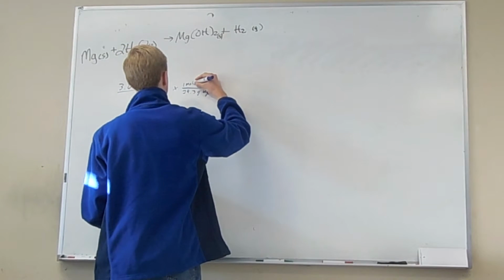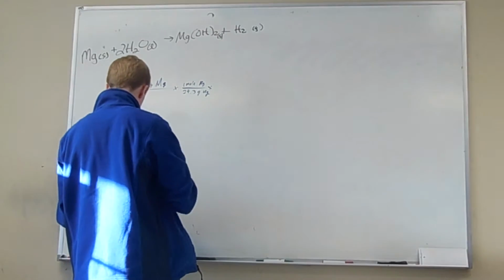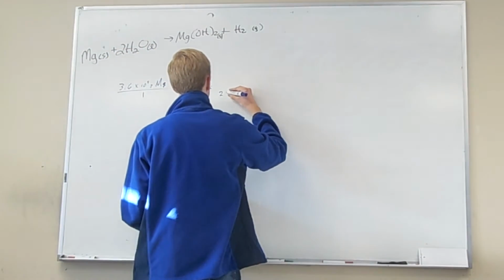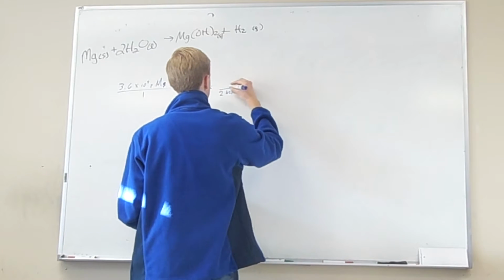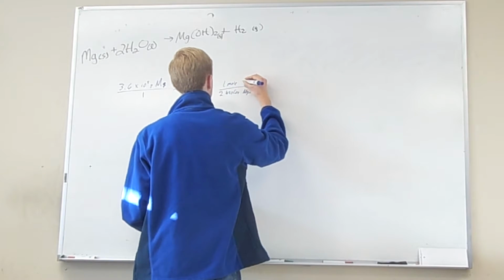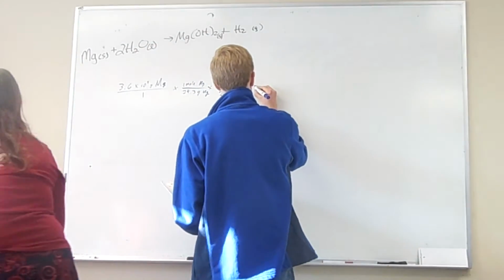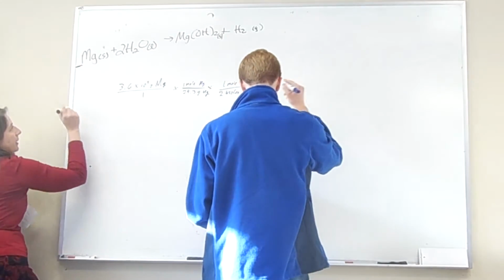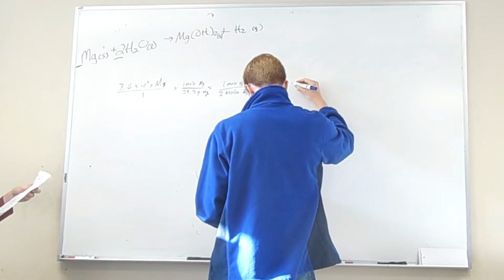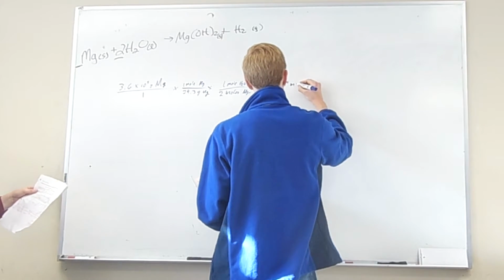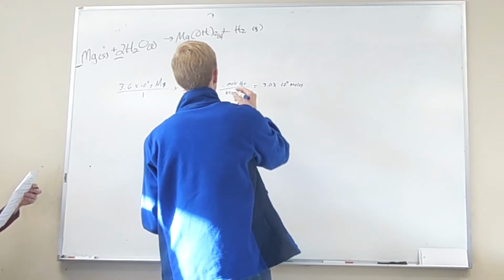So he starts out with what he knows. He uses the molar mass of magnesium to convert from grams to moles of magnesium. He uses the mole to mole ratio to convert from moles of magnesium to moles of water. And he's got 1 mole of magnesium for every 2 moles of water, which is good. Hold on, did I write the equation wrong? Yes.